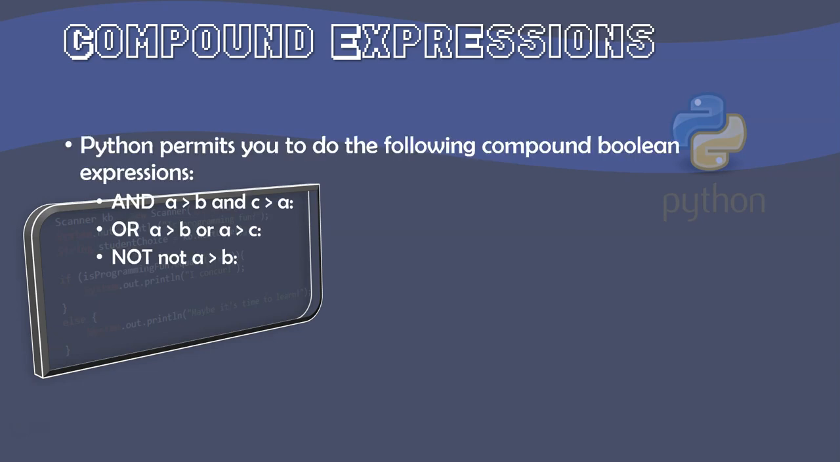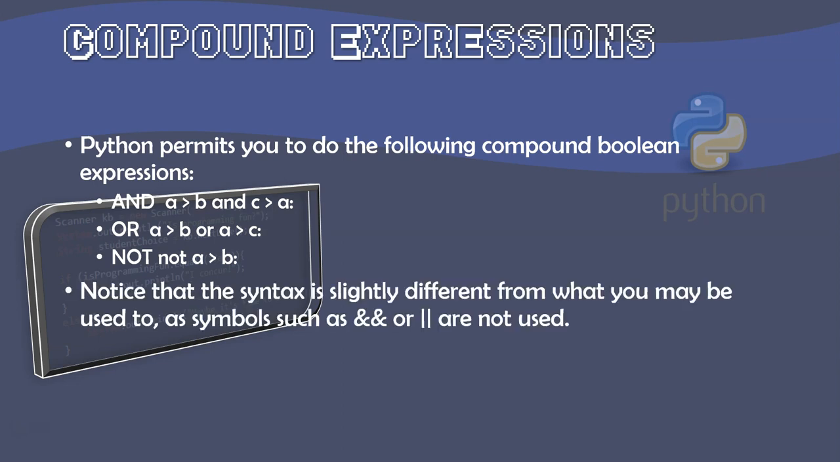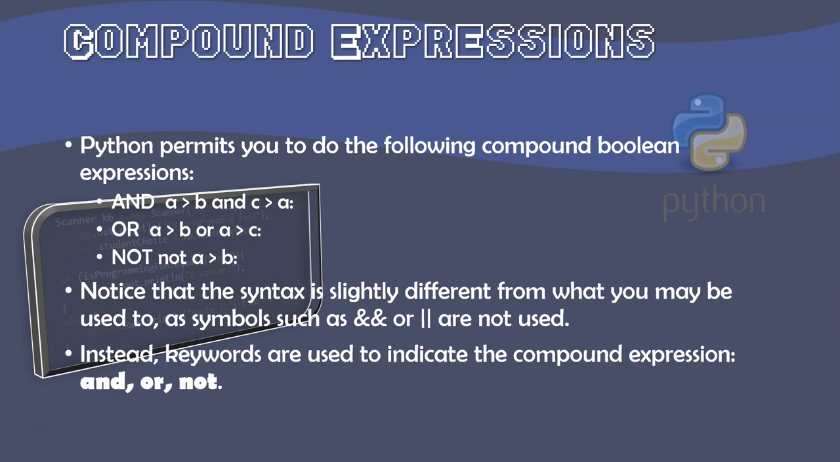Python, of course, permits you to do the following Boolean compound operations. So we can do an and, an or, a not. And you'll notice that there's a little bit of a different syntax than what we might be expecting. We don't have symbols such as the double ampersand or the two vertical pipes. Instead, you'll see that we have keywords here. We have the words and, or, and not. And so these are how we can do some of those expressions that we might be used to. They function the same way.